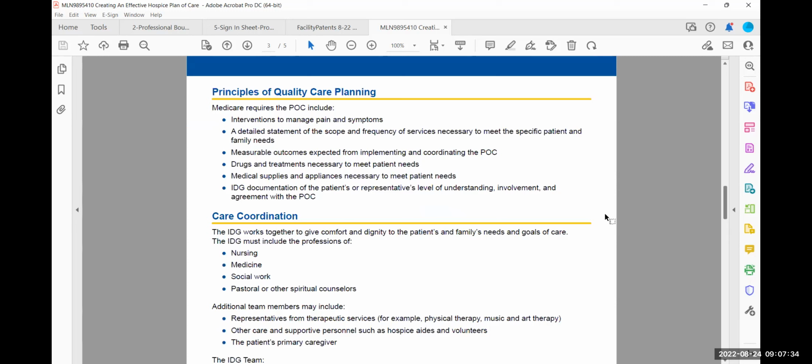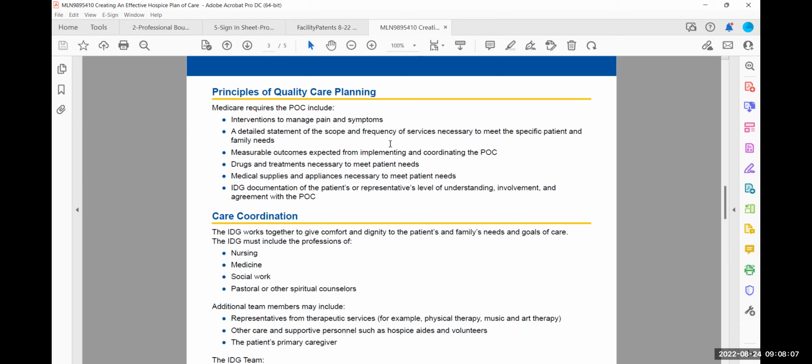So Medicare requires plan of care includes interventions to manage pain and symptoms. So if it's something neuro, manage the neuro symptoms, right? Pulmonary, manage the pulmonary symptoms. We need a detailed statement of the scope and frequency of services necessary. So, when we see patient after patient once a week, nursing, once a week, nursing, is that really sufficient? And it might be, but we need to do a better job of documenting, that's all they need.